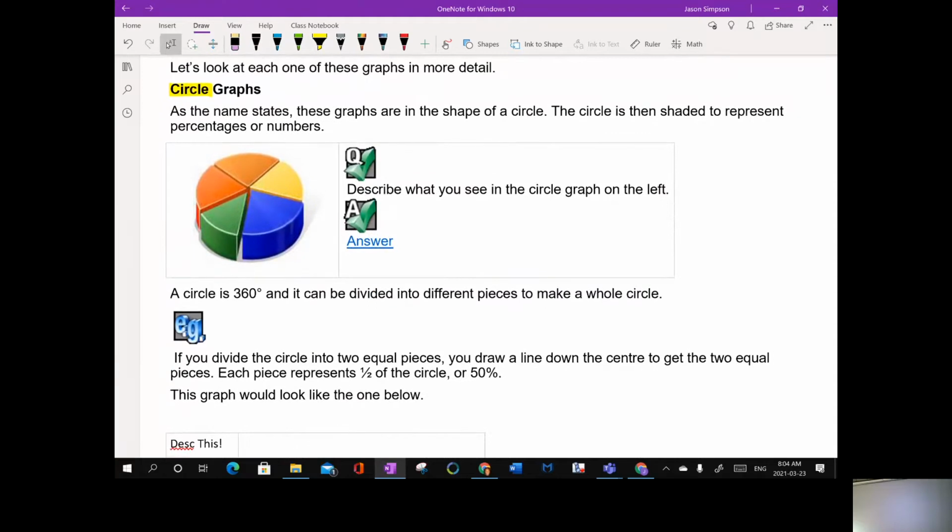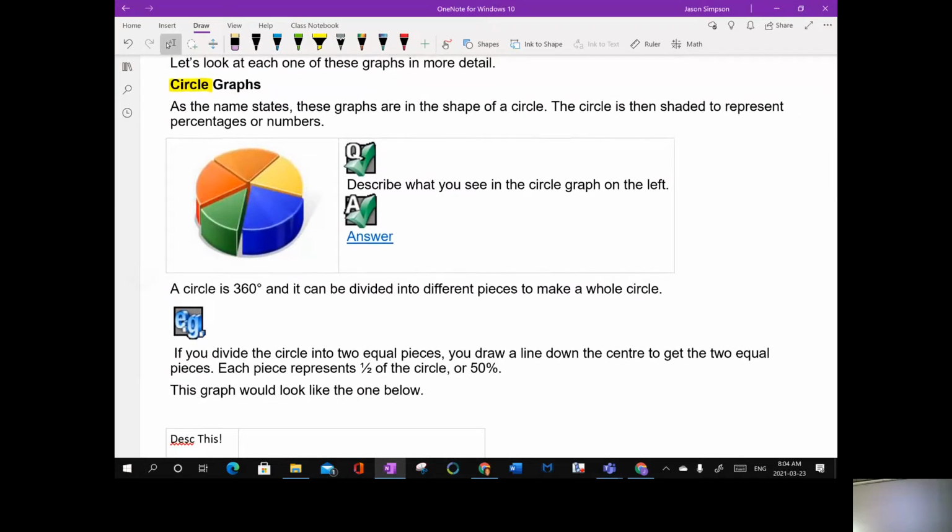So today we're going to look at circle graphs. The first thing we're looking at, when we look at a circle graph, the main concept of the circle graph is this. If you look at that circle, and I wanted you to describe it, I want you to pause the video and try to describe what you see. Then start the video again, and we'll continue.